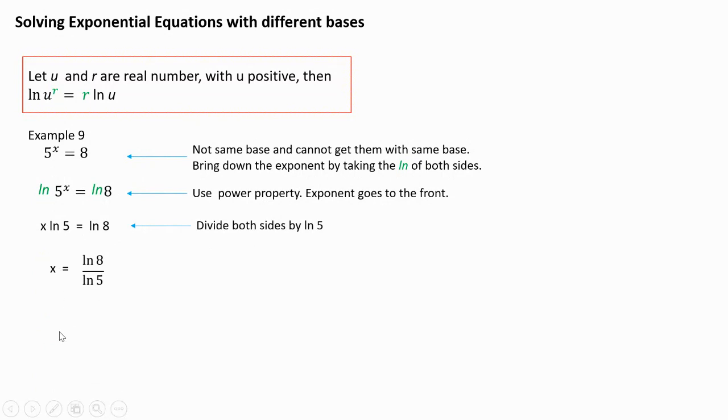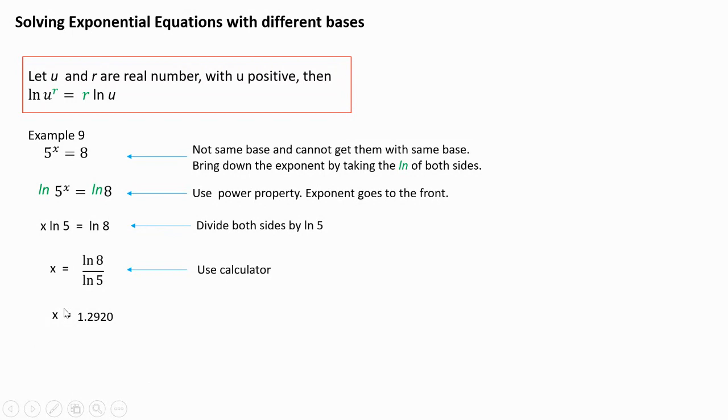So ln of 8 divided by ln of 5. Here we have to use a calculator. Most of the times, it's going to say to round off to 4 places or 3 places. So it depends on what your instructor or the platform that you're using. Most of the times it's MyMathLab for this course here. They're going to tell you to round off to a certain decimal point.